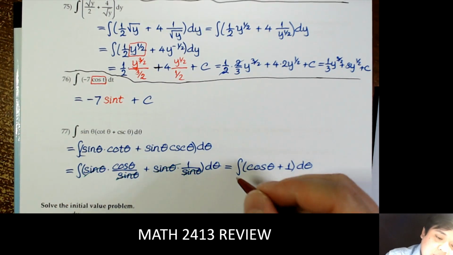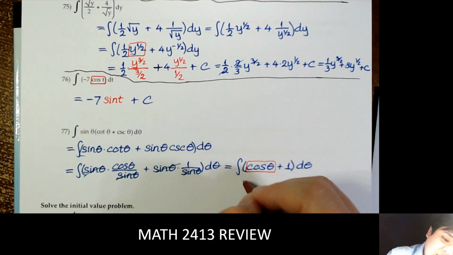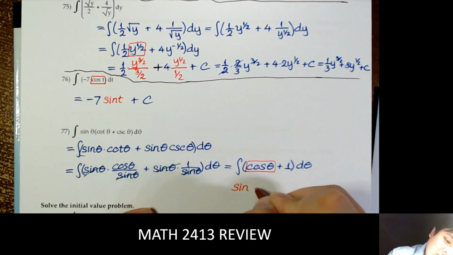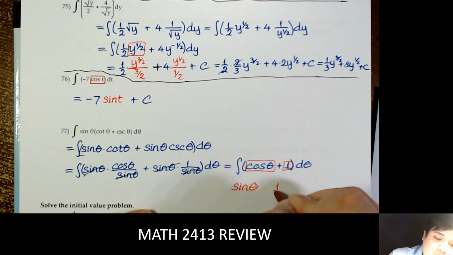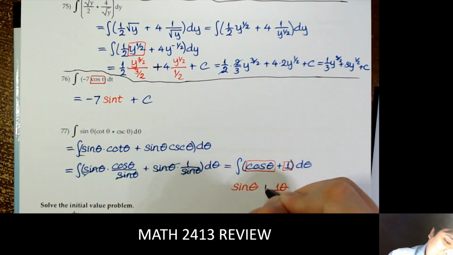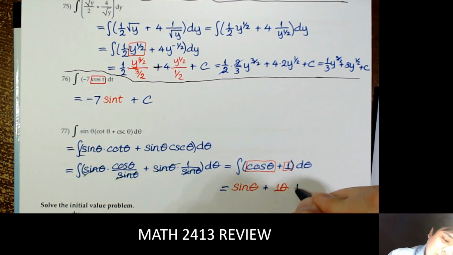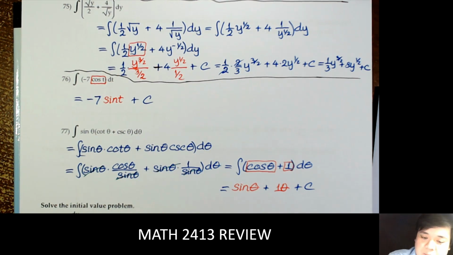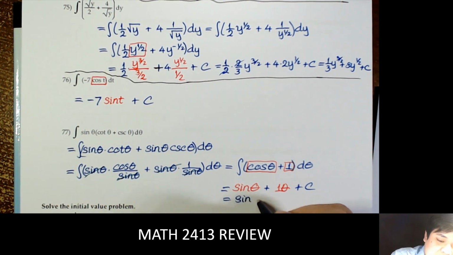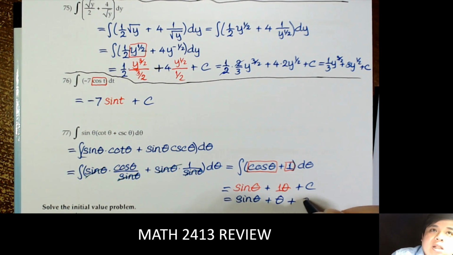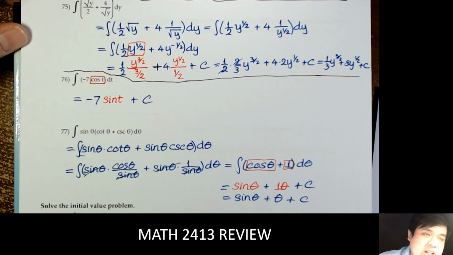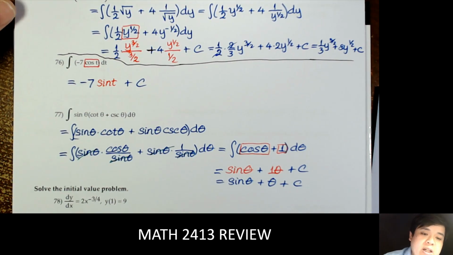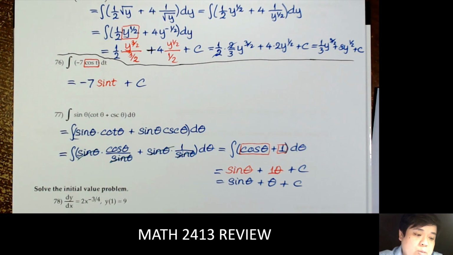And then integral cosine is sine. And integral of 1, integral of constant, we're just going to stick a variable to it. So we just have sine theta plus theta plus c. Right, so just very straightforward integral. There's no substitution here. It will be on the next test.